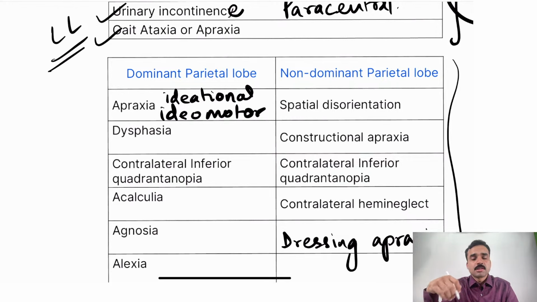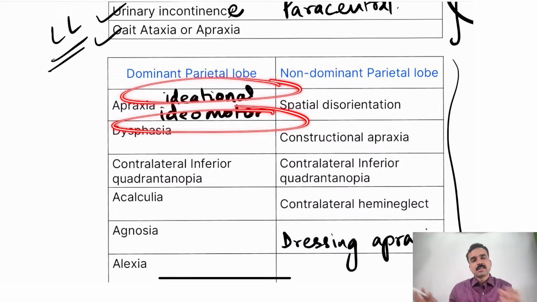The good thing about ideomotor apraxia is it doesn't cause disabilities to the patient. So the person can still be independent. On instruction, the person is not able to do it. But if he really wants to brush his teeth, he'll pick up the brush and do everything by himself. But he's not able to do it on command. So that is the problem with ideomotor apraxia.